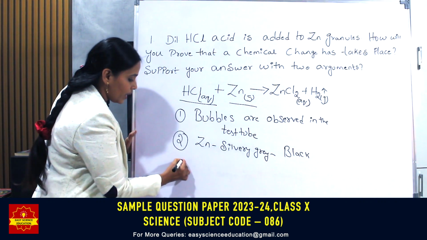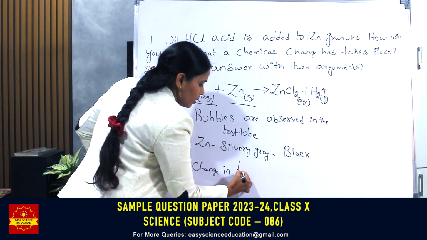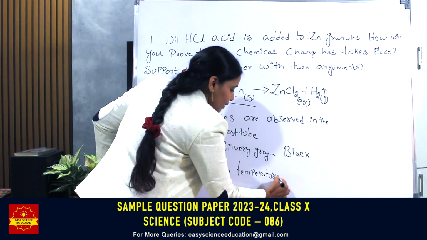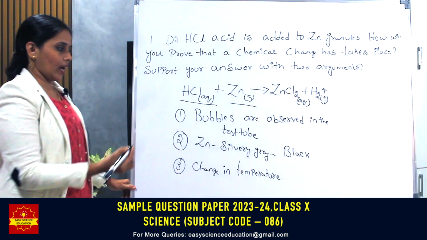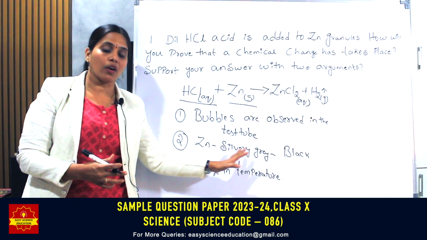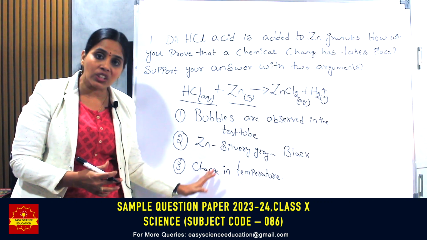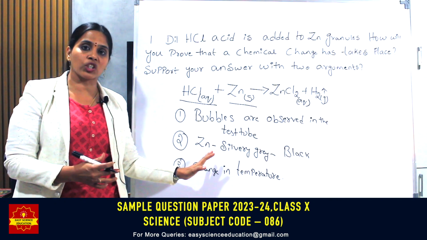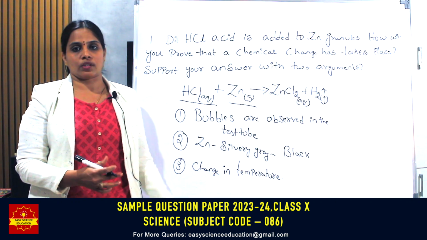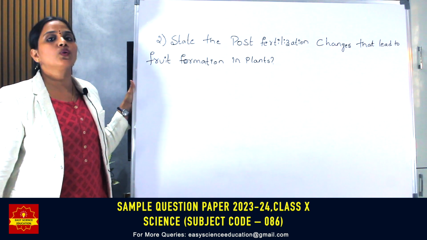The third one is a change in temperature. So these 3 are the features of a chemical reaction. Some gas is liberated, we observe a change in the color of the solution, and there is a change in temperature. Because of all these 3 reasons, we can say that the reaction between dilute hydrochloric acid and zinc is a chemical reaction. The second question, the 22nd question, is again 2 marks.